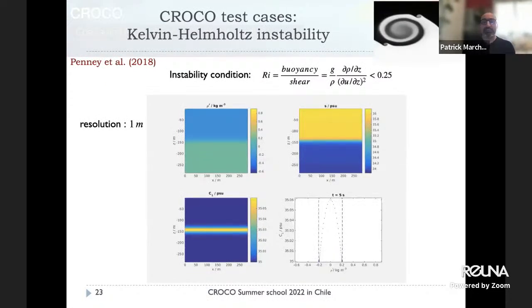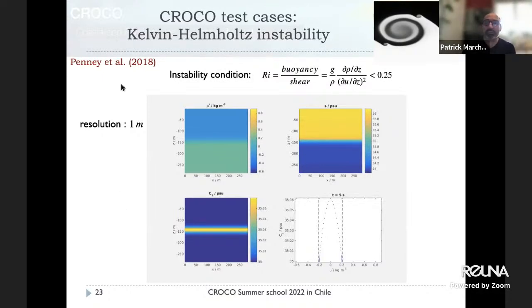Here, I will just illustrate what it is to resolve three-dimensional eddies by a few test cases, some of which are included in CROCO and some are not. This one, the Kelvin-Helmholtz instability, is included in CROCO. It is a very classical type of 3D instability. It is very well known.